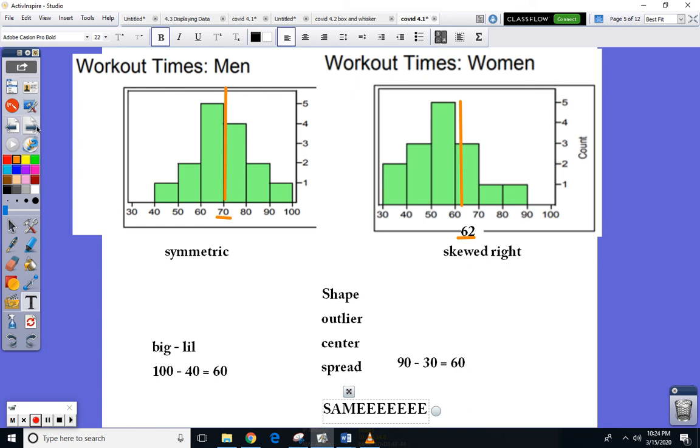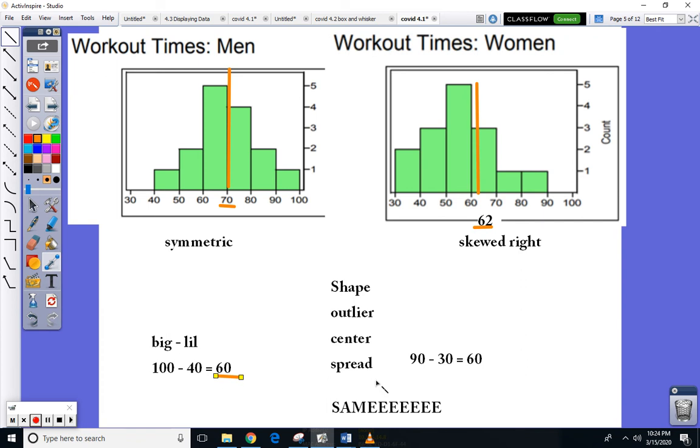Right, rewatch that if you need to. So the spread is 60. 60 is the answer. 60 for that one, 60 for that one. I know we got there different ways, but the spread is both 60.